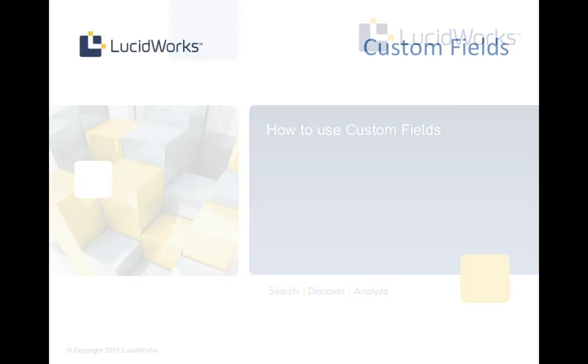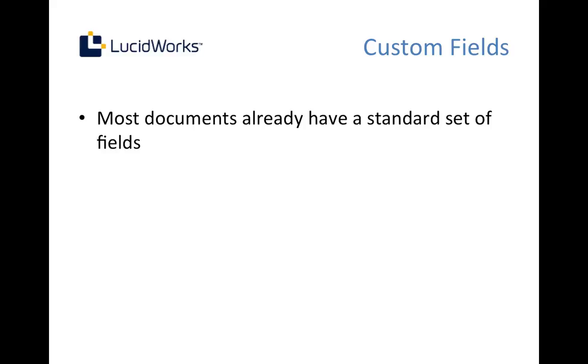In this video, we're going to learn about how to define and use custom fields in LucidWorks. Most documents you'll want to search on with LucidWorks have a standard set of fields and values already defined. For example, Office documents will have titles and authors, and most web content has keywords and descriptions. These are values you'll very often want to use when you search.